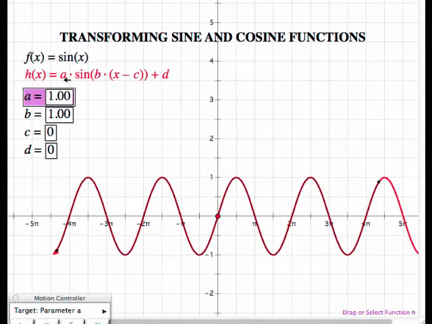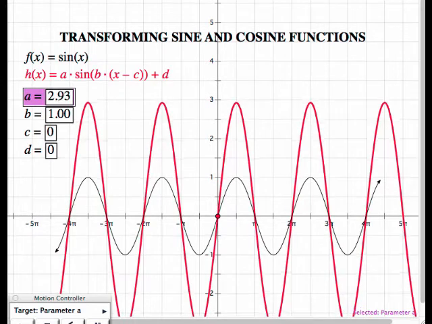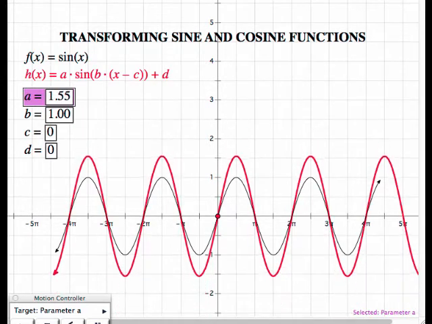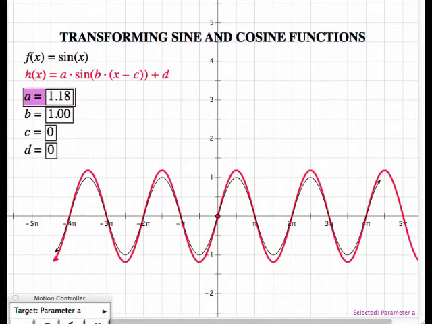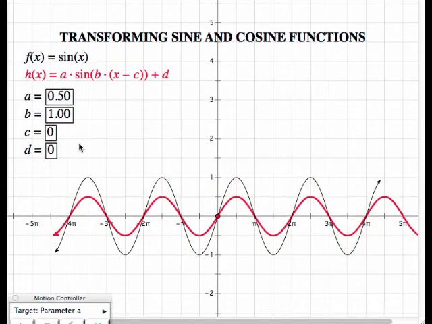We're multiplying a by the function sine x. And you should be able to anticipate what's going to happen here based on your study of transformations in the past. In fact, it's a vertical stretch of the graph. So when a is 0.5, the graph has been vertically stretched by a factor of 0.5. And you'll notice that what that's changing is the amplitude.